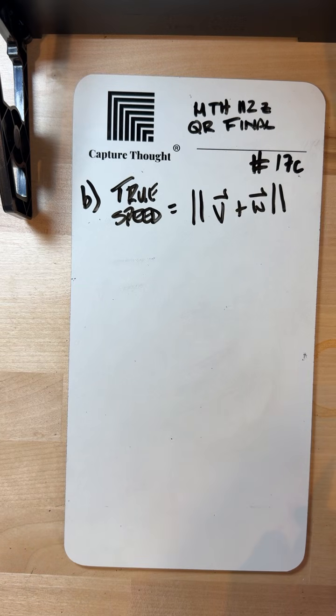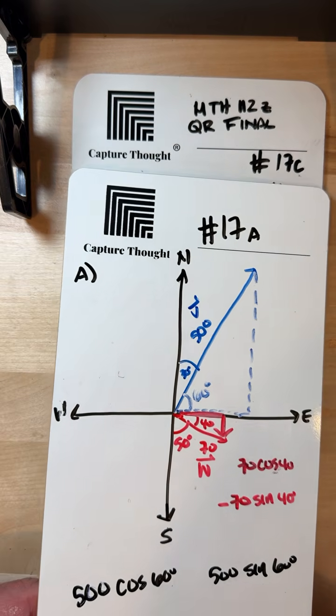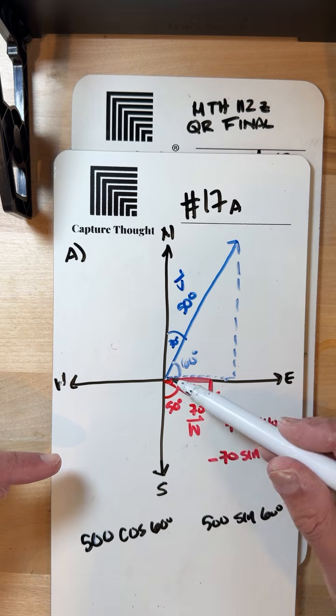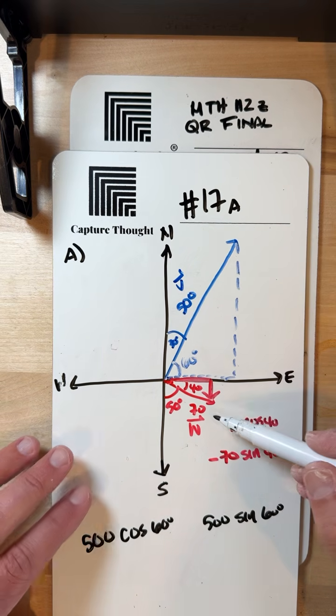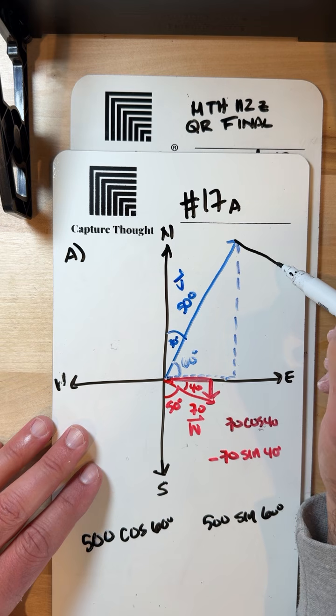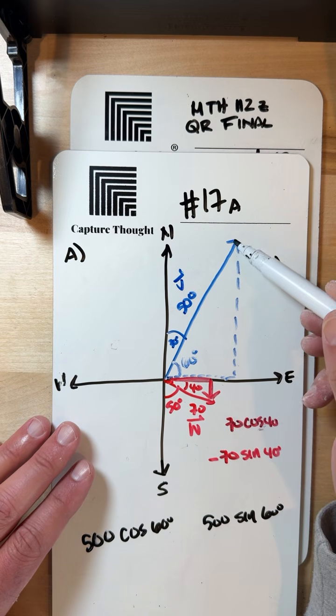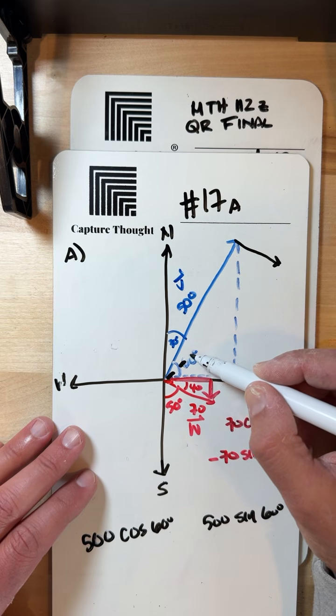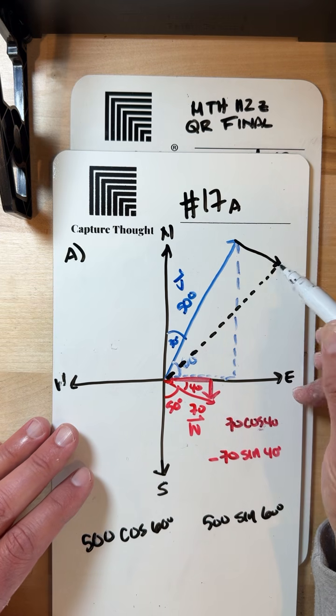Okay, so for 17 part C, it wants the true speed of the plane. So let's go back to our diagram here. I'll do this in black for you. If I took this vector, which is representative of the wind, and I added it to the tip, the head of this vector here, I would have the airplane moving in this direction and the wind moving in this direction. So the resultant vector is this one.